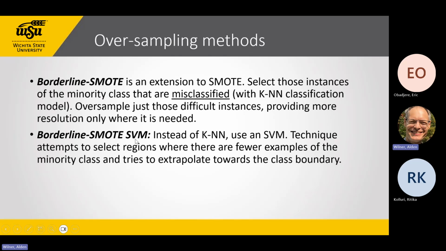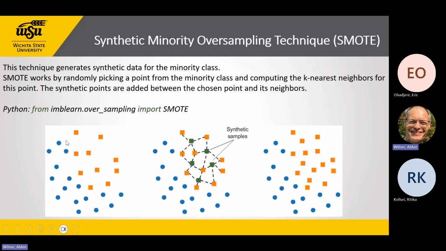Borderline SMOTE / SVM, we're using a support vector machine. In this case, we're going to try to select regions where there are fewer examples of the minority class, right? And then we extrapolate towards the support vector machine boundary between the 2 classes, right? So we're saying here's our boundary, we're trying to find ways to sharpen up that boundary using our support vector machine, right?